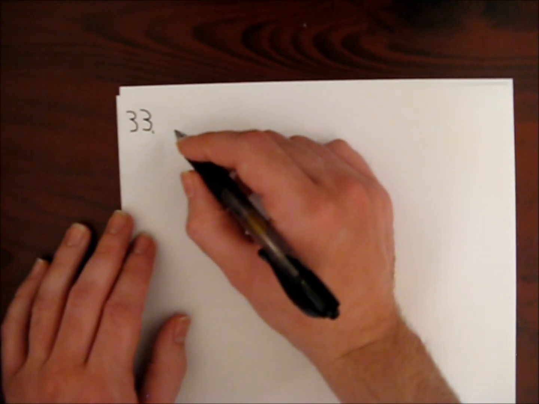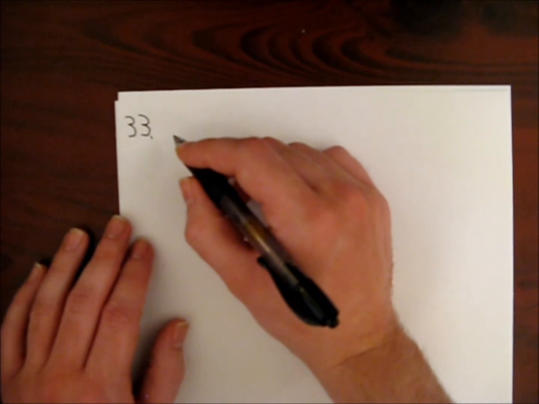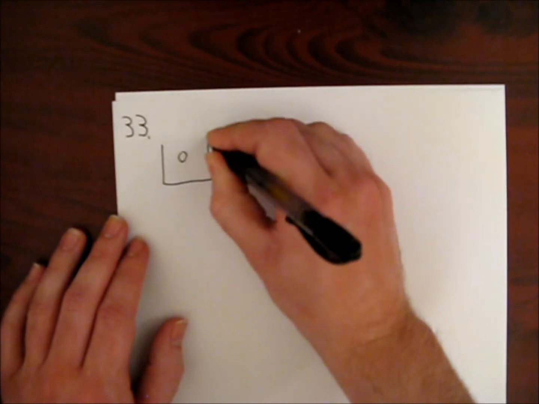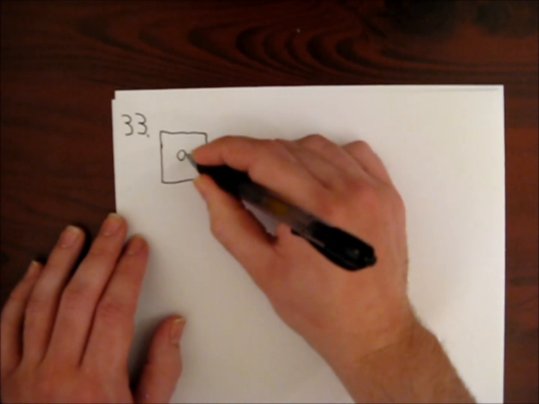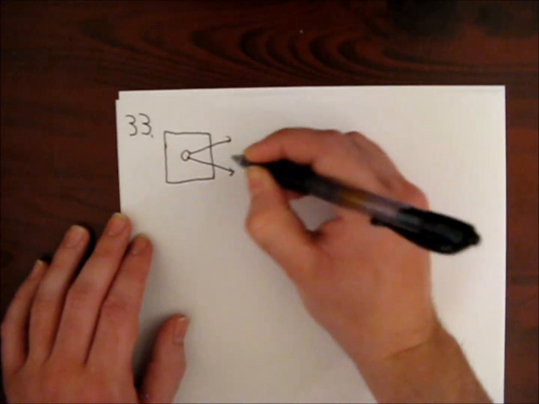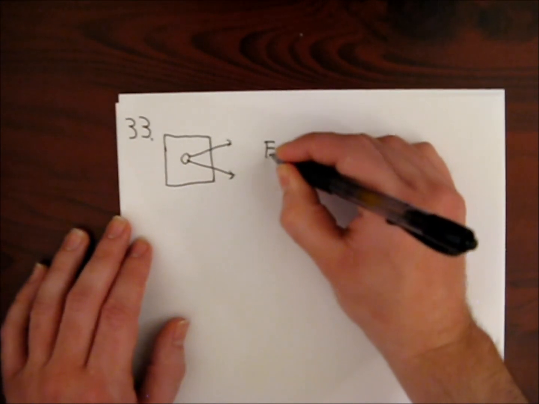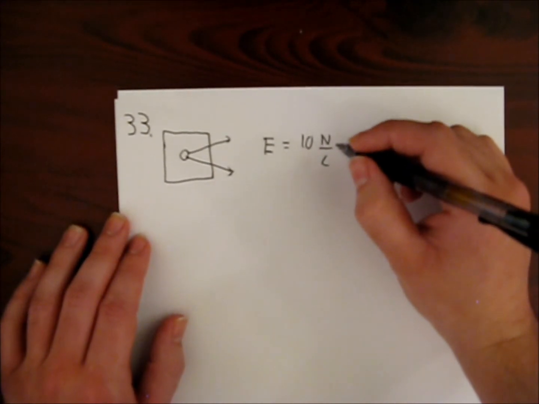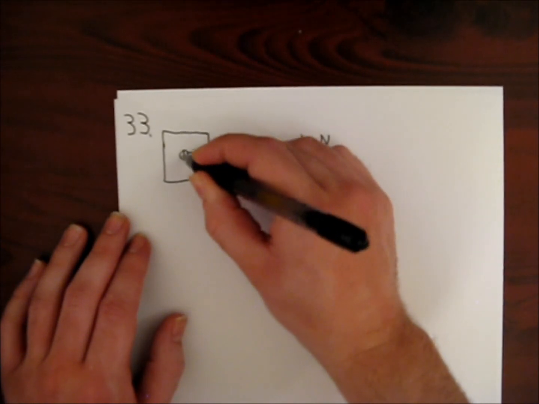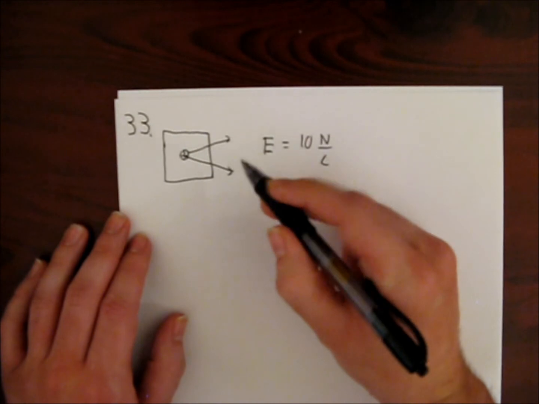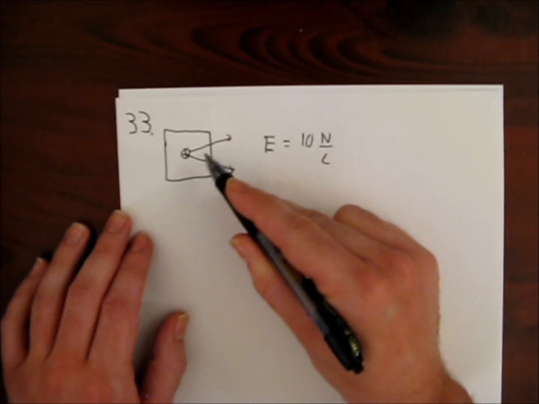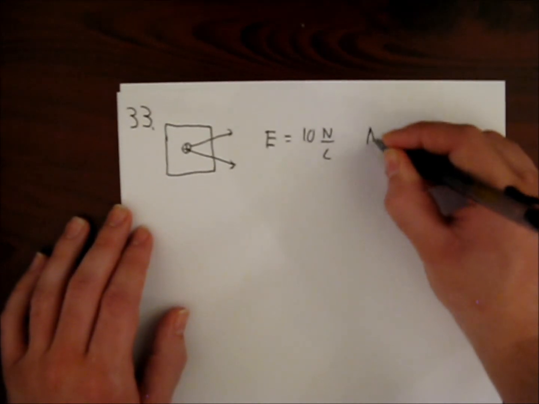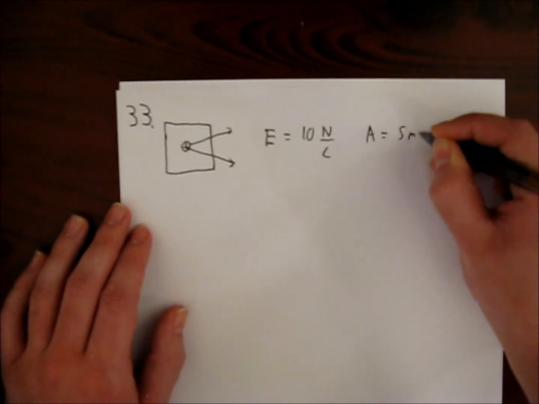Alright, let's solve problem 33 on test 1. So in problem 33, we have a charge that's enclosed by some surface. And we have an electric field to that charge of 10 newtons per coulomb. It's not really stated in the problem, but we can imply that because this is positive, we have electric field lines coming out of the surface, which means we have a positive charge inside the surface. The cross-sectional area of the surface is 5 meters squared.